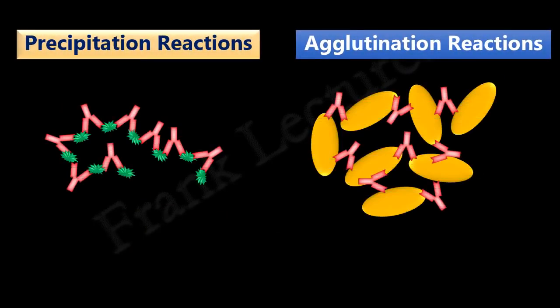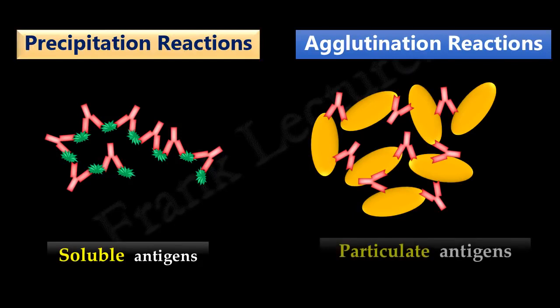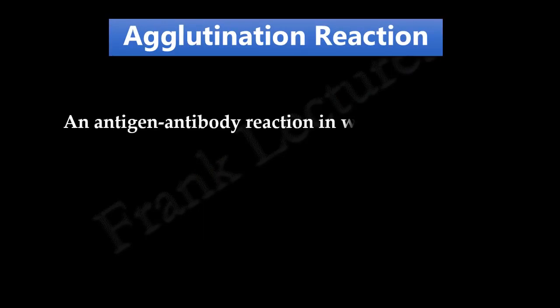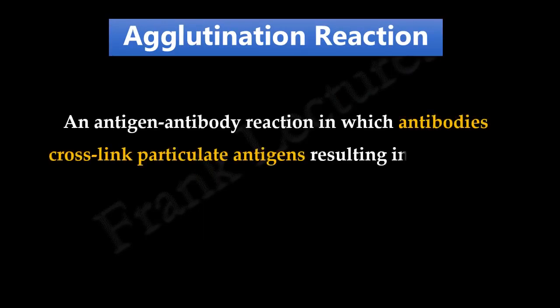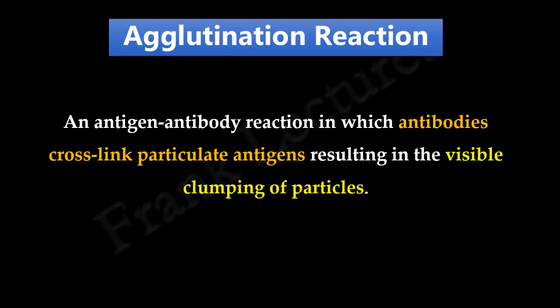The difference between agglutination and precipitation reactions is that precipitation involves the aggregation of soluble antigen molecules, whereas agglutination involves the clumping of insoluble or particulate antigens. Like precipitation reactions, agglutination also occurs when antigens and antibodies are in equivalent proportions. Agglutination reaction is defined as an antigen-antibody reaction in which antibodies cross-link particulate antigens, resulting in the visible clumping of particles.